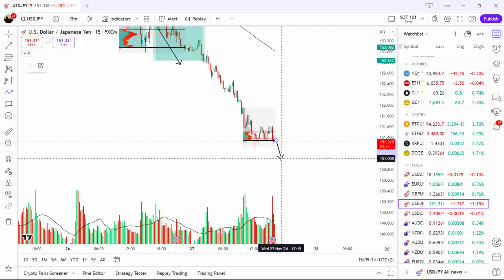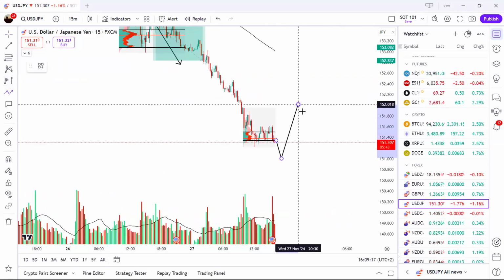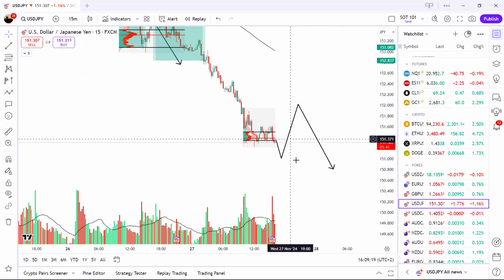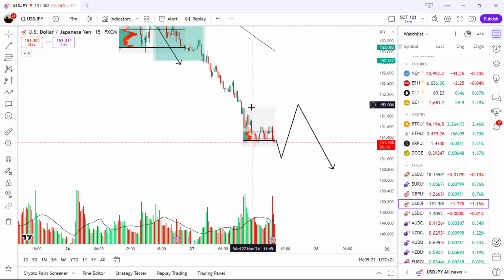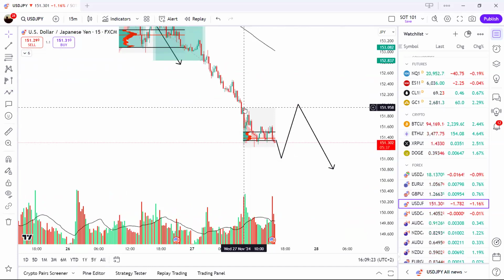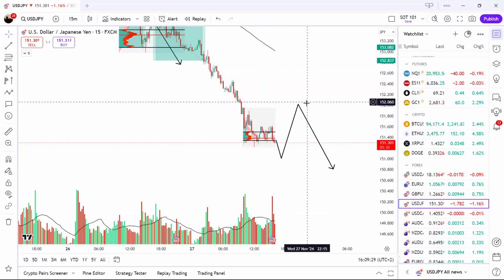Now we might see a bit of a downwards move and then a bit of a correction and then a continuation again, just going above the high of the London session. So we'd love to see something like this forming in order for me to take a nice little trade to the downside.